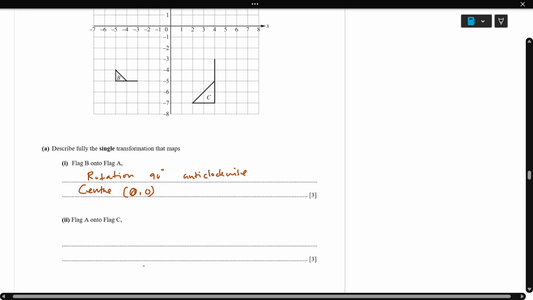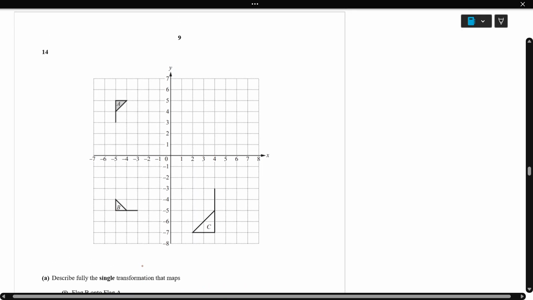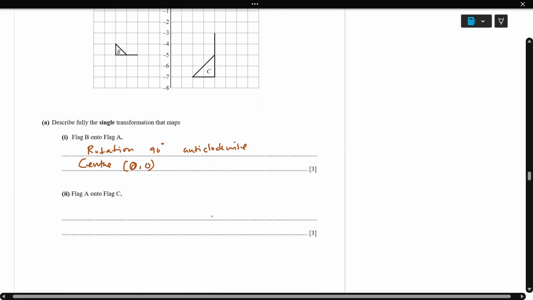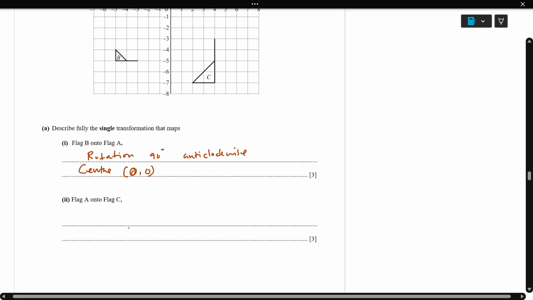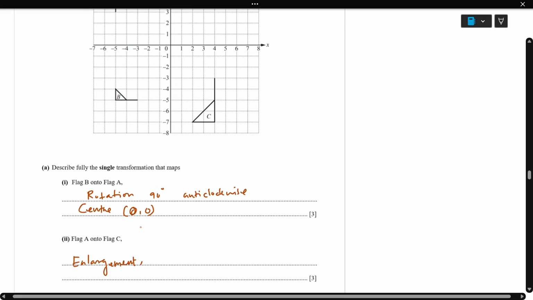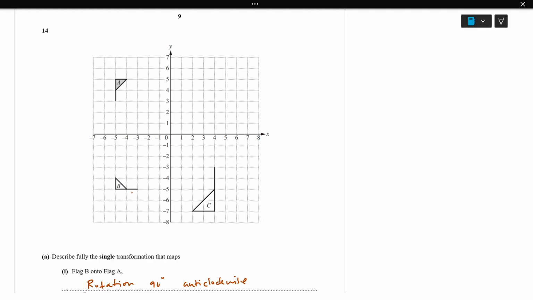Okay, the next part, flag A onto flag C. Flag A to C, what happened, which is an enlargement. One is small, one is big, it's not a rotation, so first you have to write enlargement. Next you need to find the center. So we need to connect all the points here. First you have to use a ruler and connect these 2 points.